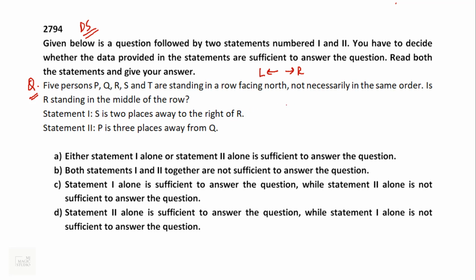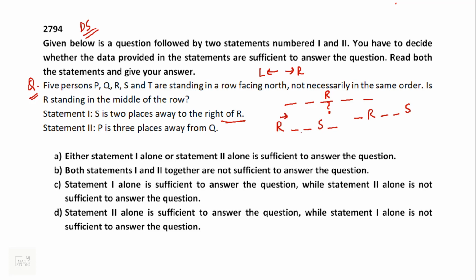Is R standing in the middle of the row? 1, 2, 3, 4, 5. Is R standing here? That is the question. Statement 1 says S is 2 places away to the right of R. That means we can have to the right of R 2 places away, and then we can have S. We can have this order of standing. We can have R 2 places and S. We can have this order of standing. Fair enough, because there are only 5 people.